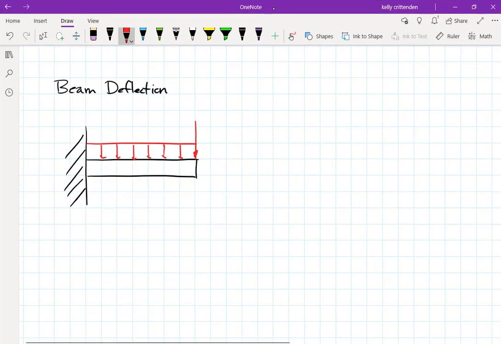All right. Let's put some units on this so we're not just making up stuff. Let's say that 1, 2, 3, 4, let's make that 7 feet. Good. And then let's make our point load 3 kips. So 3,000 pounds on the end of this. Let's make our distributed load 500 pounds per foot. And let's make our beam something.